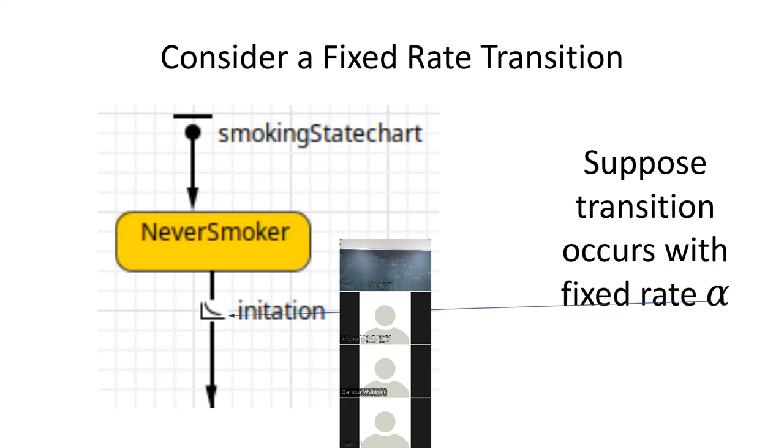and you've been here now 5 years as a never smoker, what's your probability of leaving per year now? Alpha. I told you it's alpha. If you're still here at 10 years old, what's that chance per year of leaving? Alpha. If you're still a never smoker at 20 years old, what's your chance of leaving per year? Alpha. It's always the same.